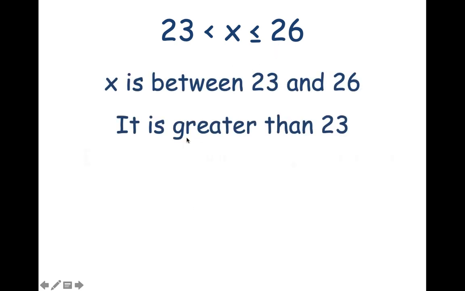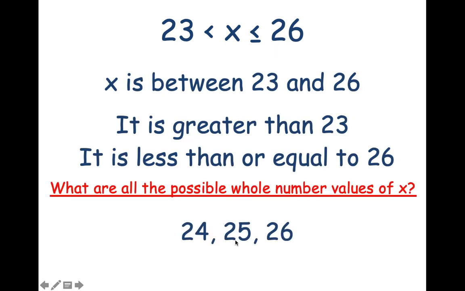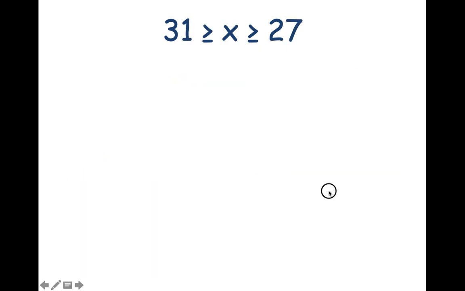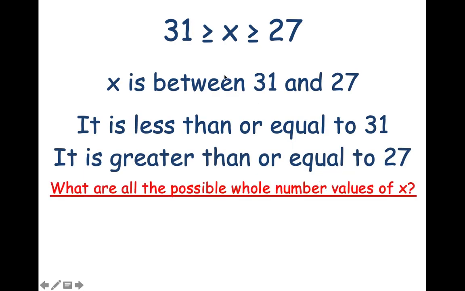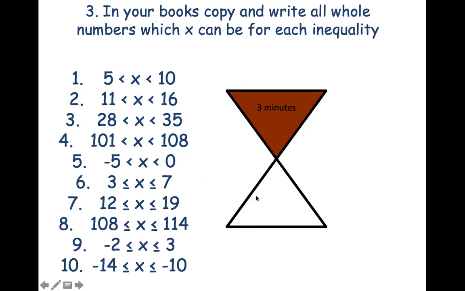So the numbers it could be are going to be 24, 25 and 26. And again, this is a bit more of an unusual way to write it, but both the inequalities are facing the same way, which is what I'd expect. But normally you'd write the smallest number on the left-hand side. Now have a go at these questions on the left-hand side and pause the video.